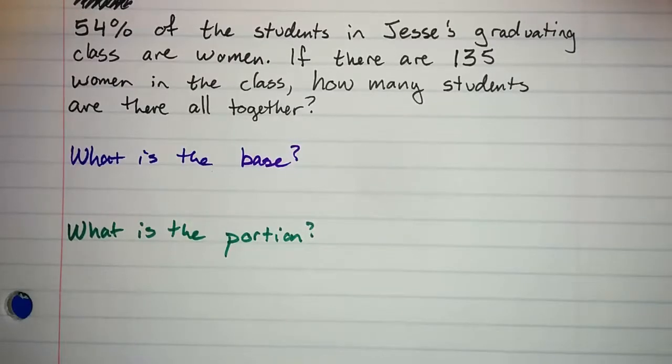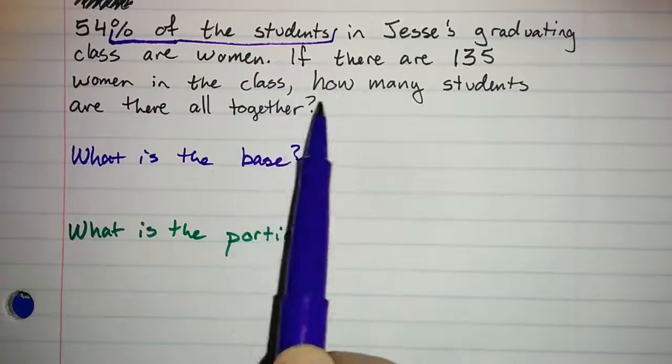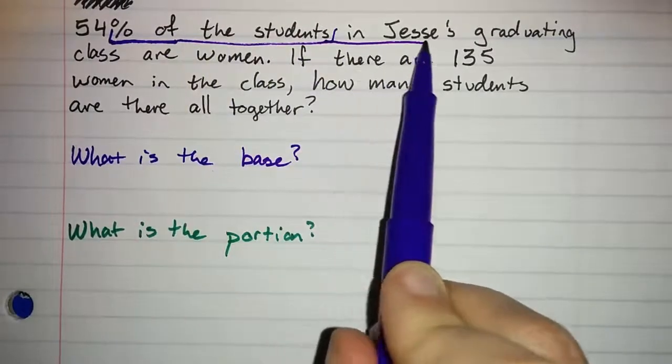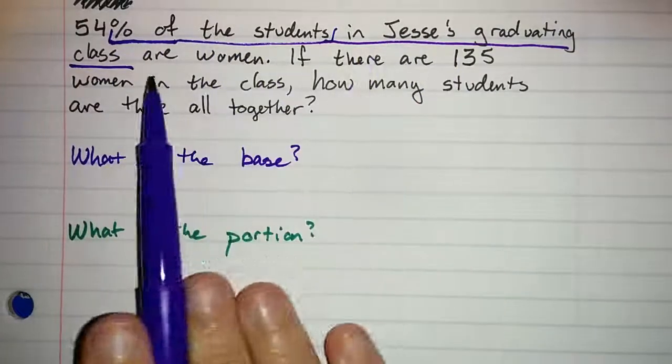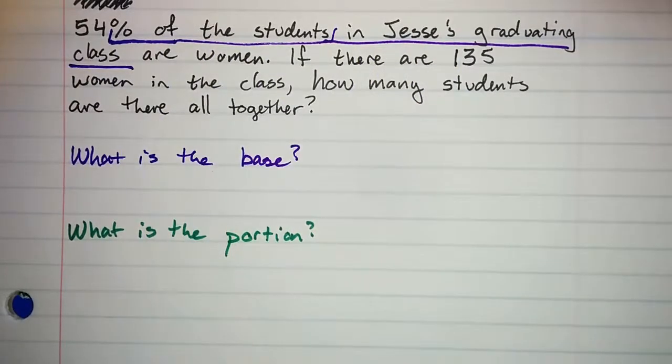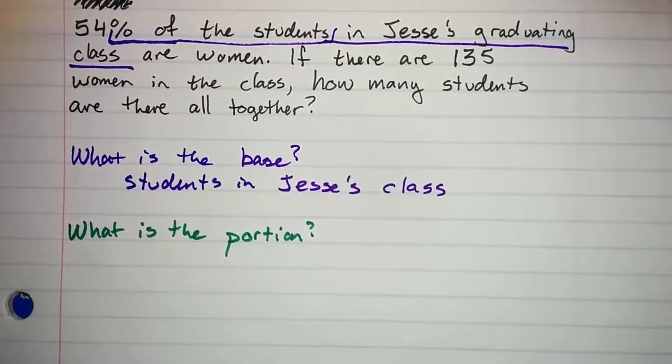All right. Well, okay, so what is the base answers the question, percent of what? And here we're told explicitly, percent of the students. What students? The students in Jesse's graduating class. 54% of the students in Jesse's graduating class. So the base is the students in Jesse's graduating class. And I'm going to shorten that to students in Jesse's class, because I don't want to write all that again.